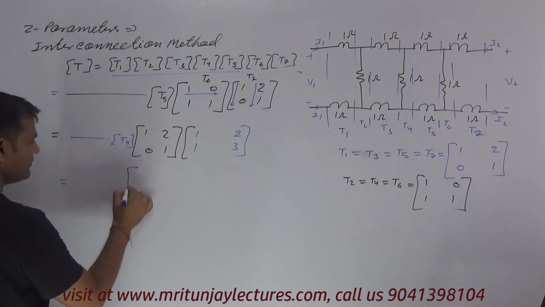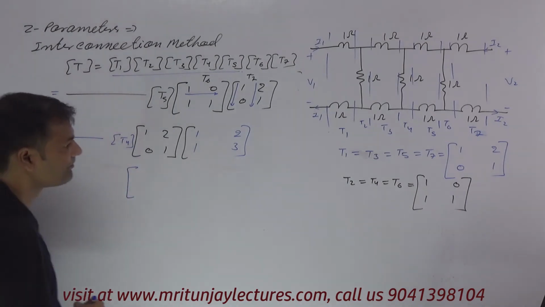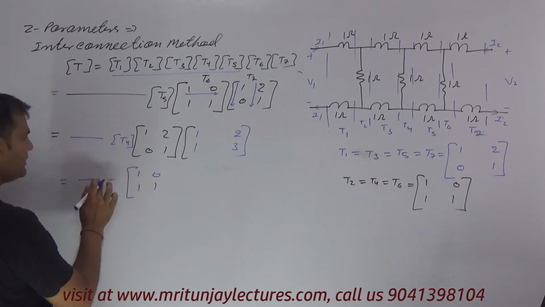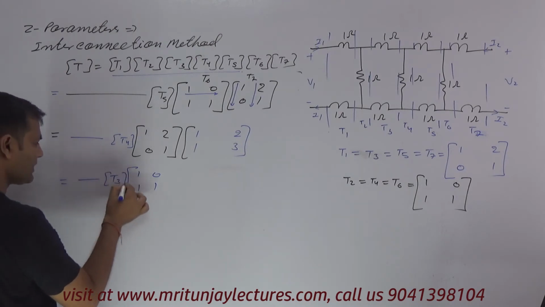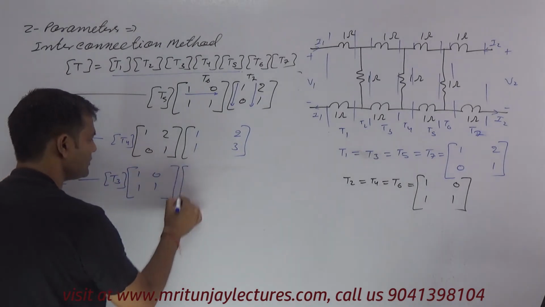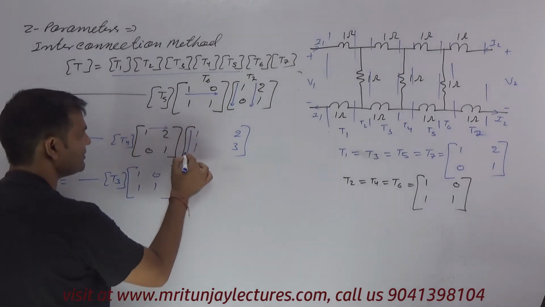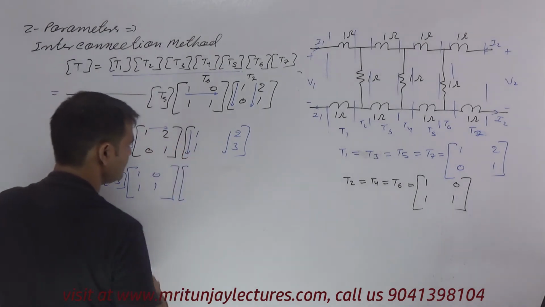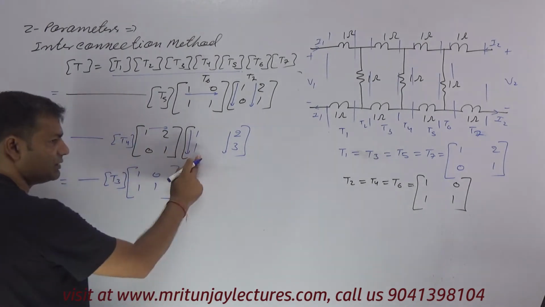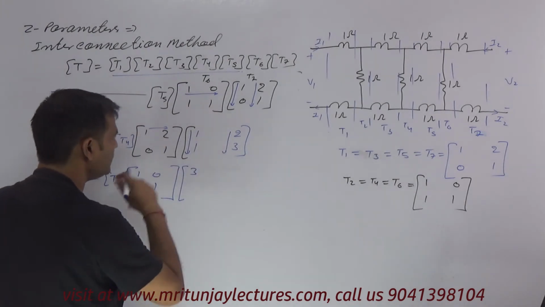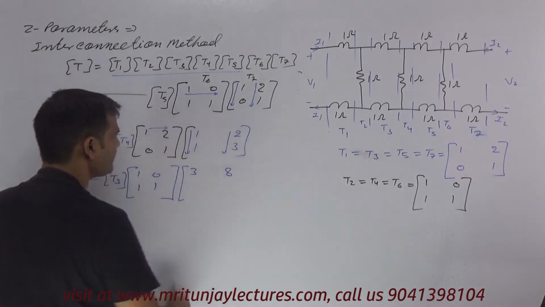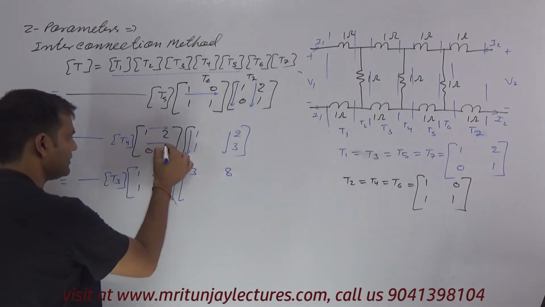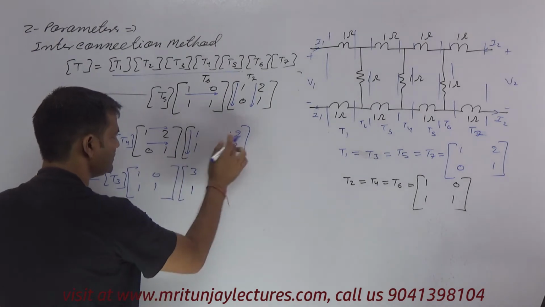Now what about T4? T4 is 1 0 1 1 0 1 1, and here that is T3. So again multiplication of this one and this one. 1 into 1 is 1, 2 into 1 is 2, so that is 3, 2 plus 1 is 3, 1 into 2 is 2, and 2 into 3, that is 8. Okay, 6. Now another way, 0, that is 1 0, and that is 3.